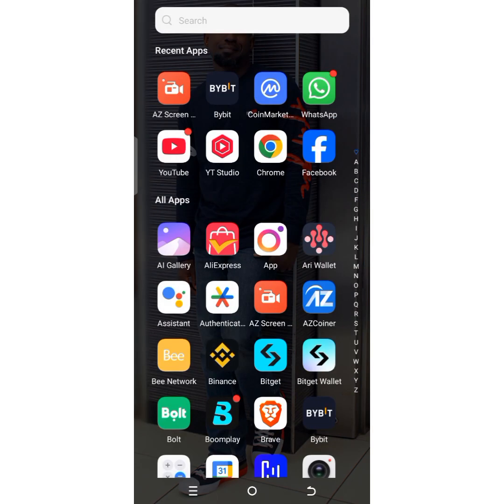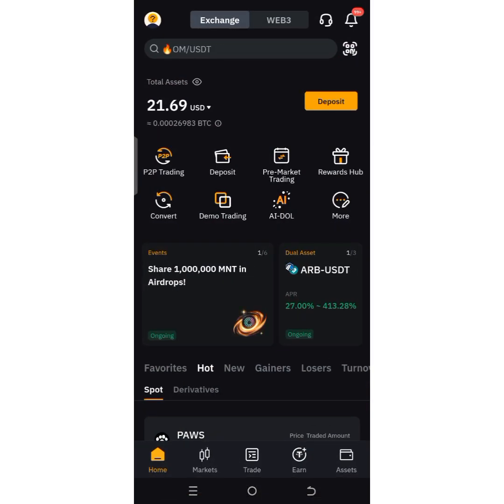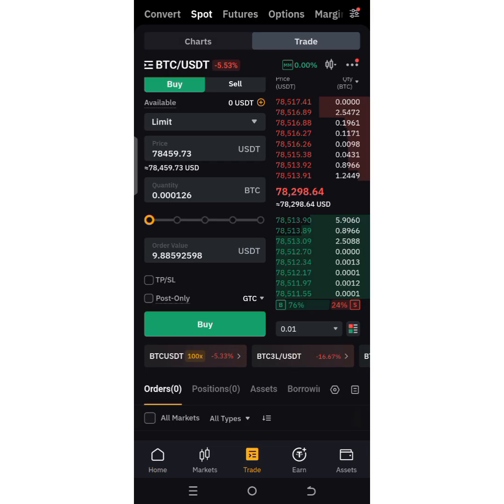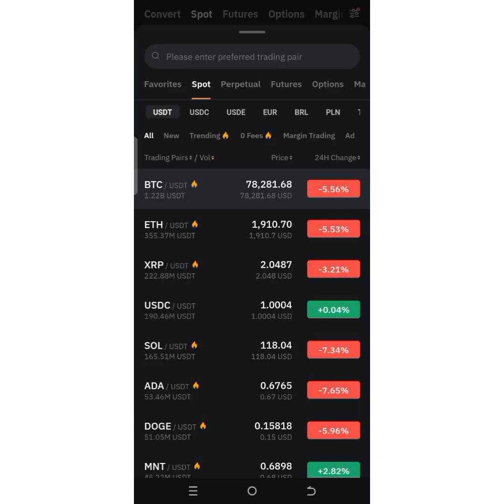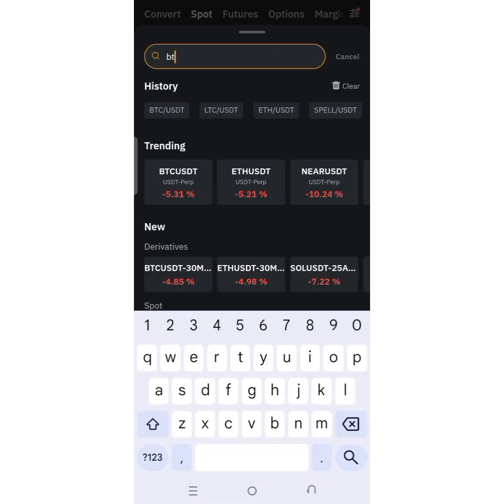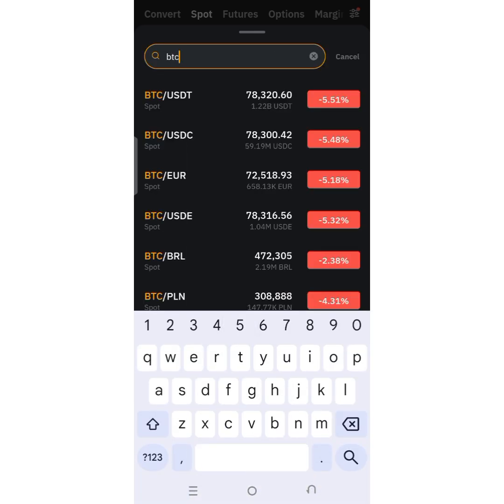You go back to Bybit Exchange. On the Bybit Exchange platform, you click on trade. When you click on trade, you will see spot. In the search space, you can type BTC. You can use USDT to buy Bitcoin, you can use USDC, you can use EUR and other currency to buy Bitcoin. In this video I am going to use USDT to buy Bitcoin. You click on the BTC slash USDT.